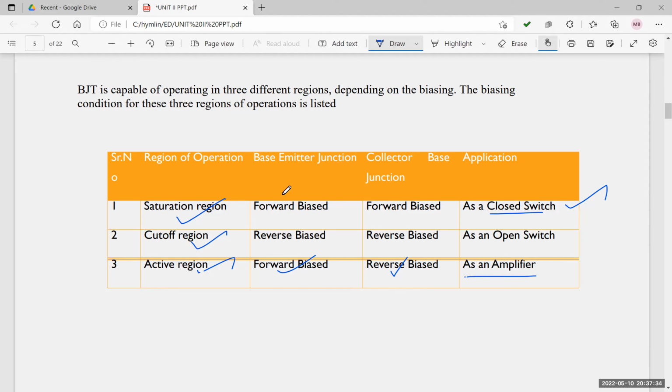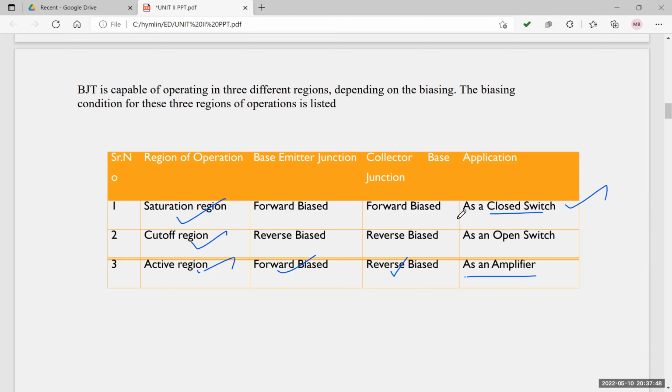So based on this biasing condition, there are three operating regions: saturation region, cutoff region, and active region. These are the conditions in which the transistor can act as a switch as well as an amplifier. It acts as a switch when both junctions are forward biased or both are reverse biased. And if the emitter base junction is forward biased and the collector base junction is reverse biased, it will be in the active region, which is considered the amplification of the transistor. This is about transistor biasing. Okay. Thank you.